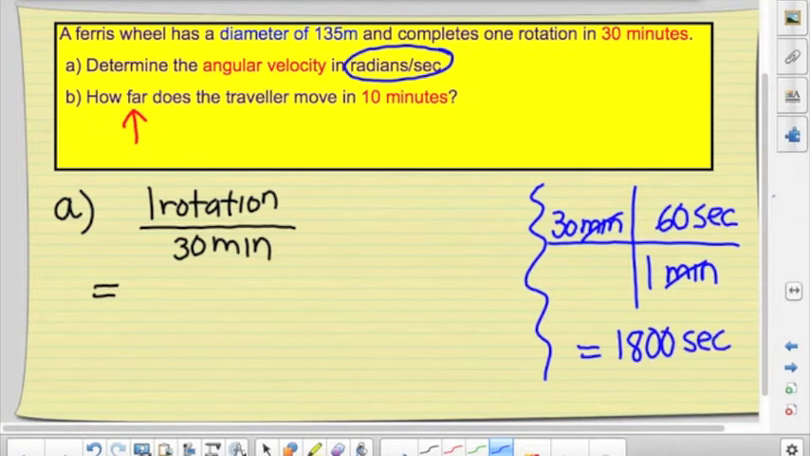Does everyone agree with that? 1,800 seconds. So that means in 1 rotation, how many radians are there in 1 rotation? From 0 to 360, that's equivalent to the circumference of a circle, which is 2 pi. 2 pi radians in 1 rotation. And in 30 minutes, we have 1,800 seconds. So this is what we're looking for, angular velocity in radians per second.